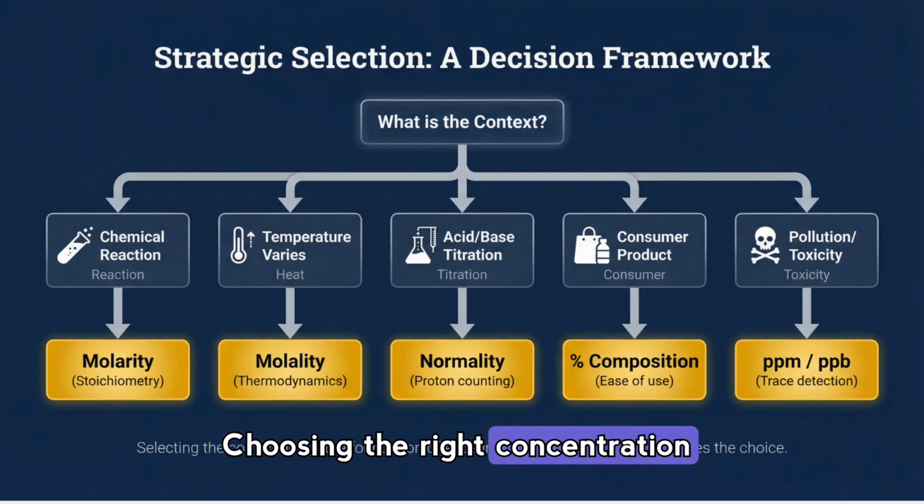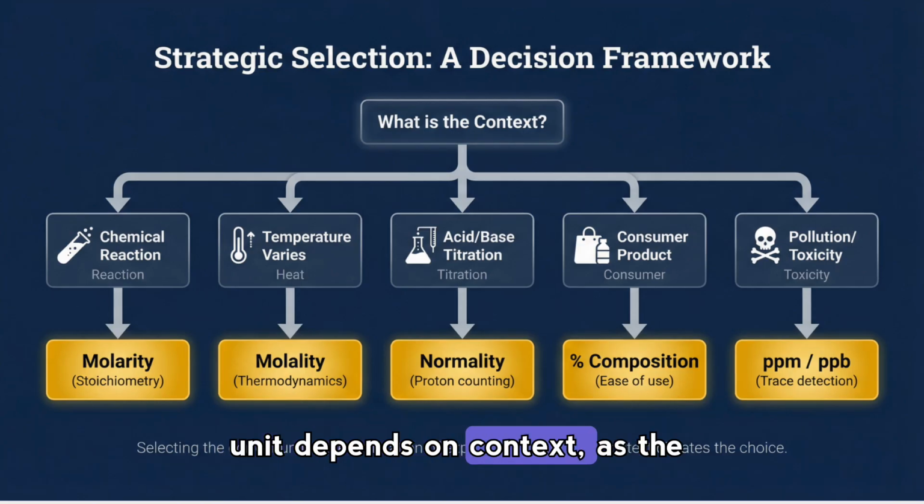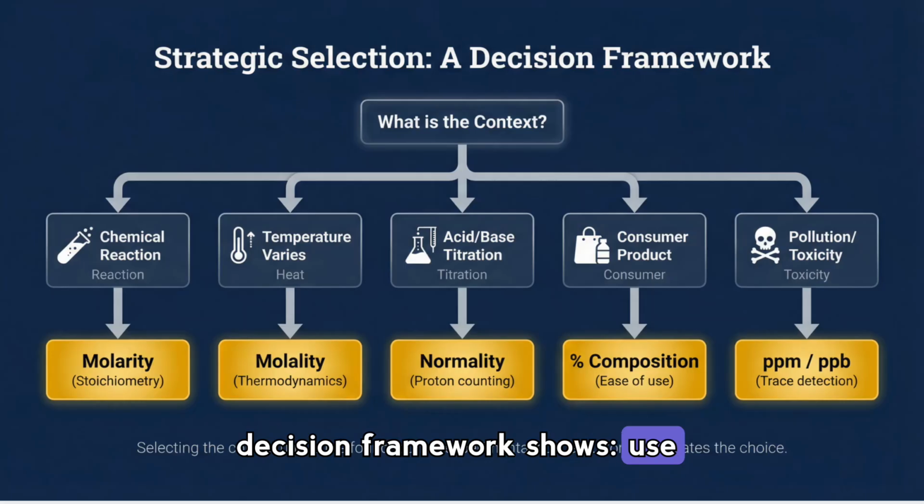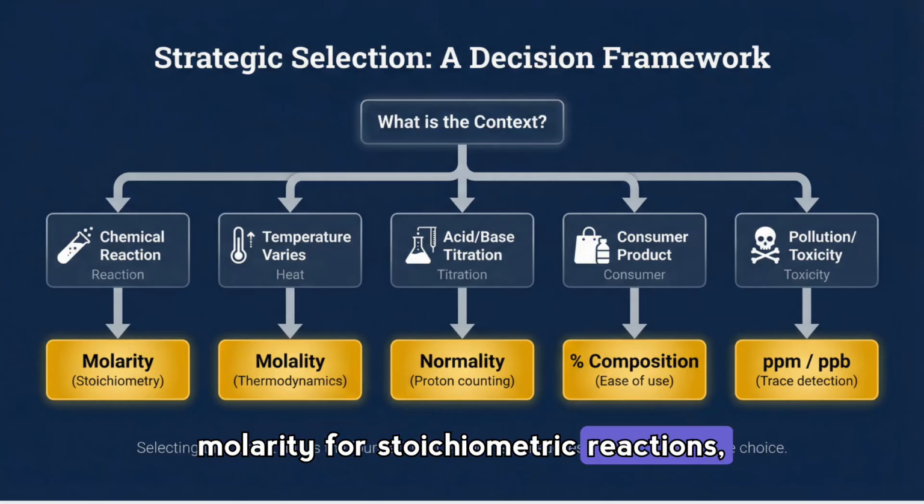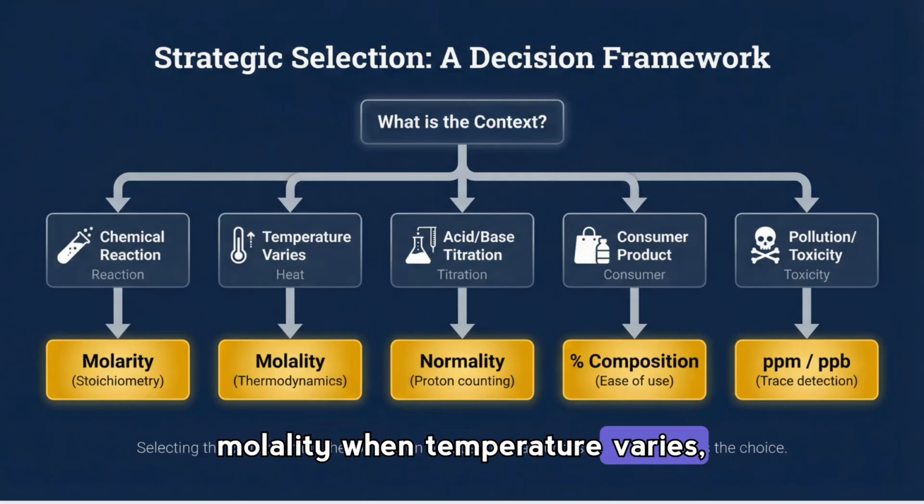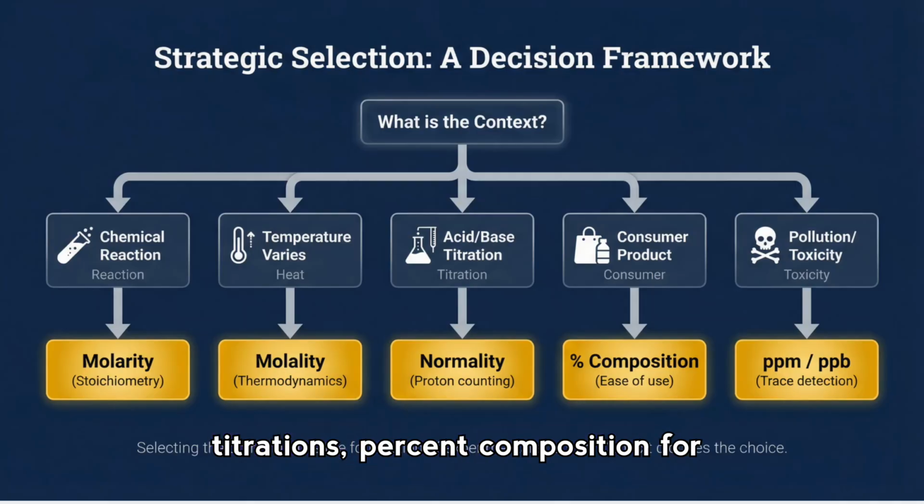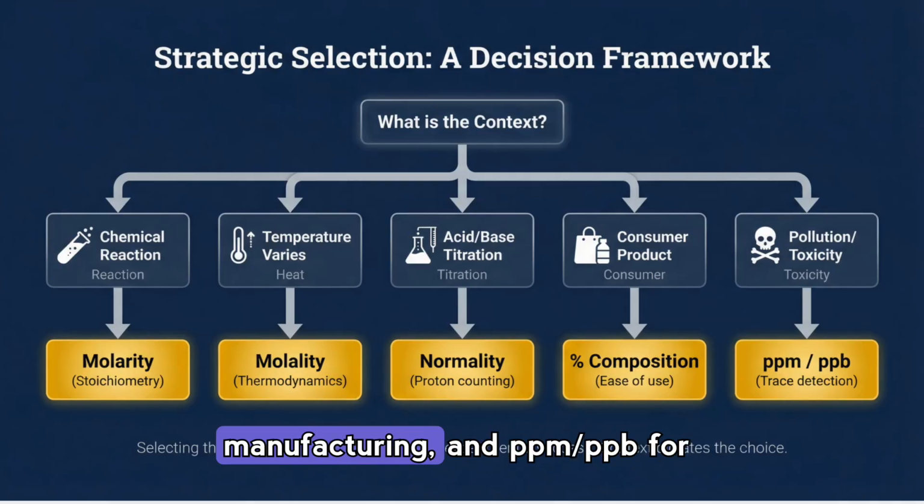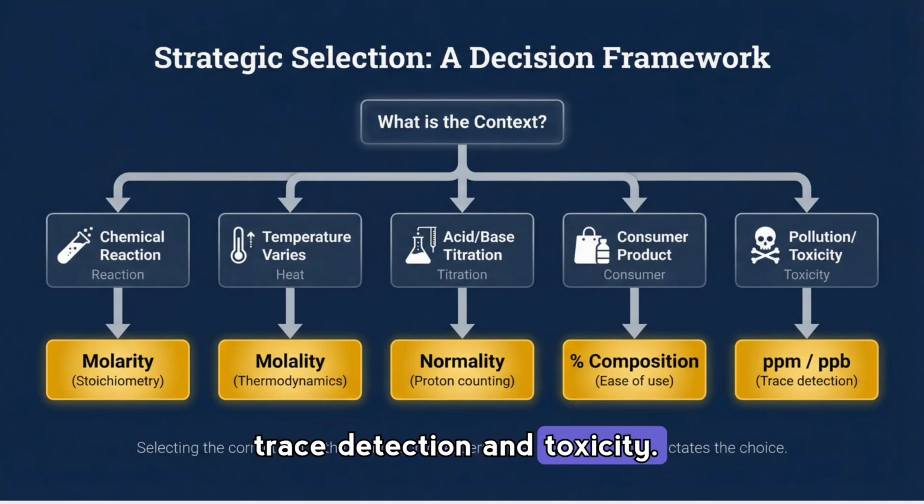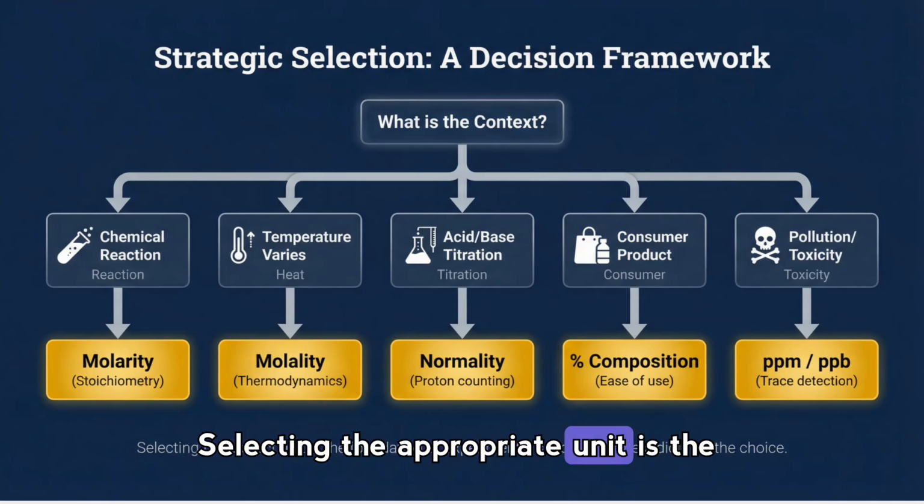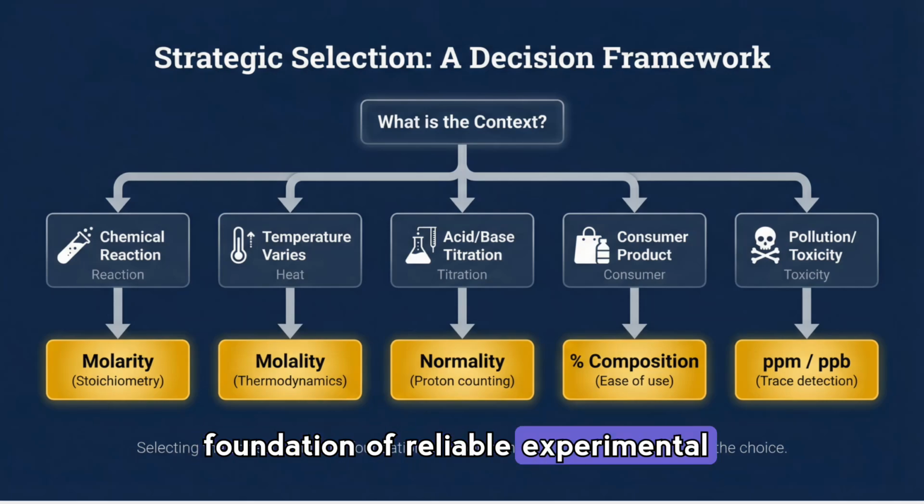Choosing the right concentration unit depends on context, as the decision framework shows. Use molarity for stoichiometric reactions, molality when temperature varies, normality for proton counting titrations, percent composition for consumer products and manufacturing, and ppm/ppb for trace detection and toxicity. Selecting the appropriate unit is the foundation of reliable experimental results.